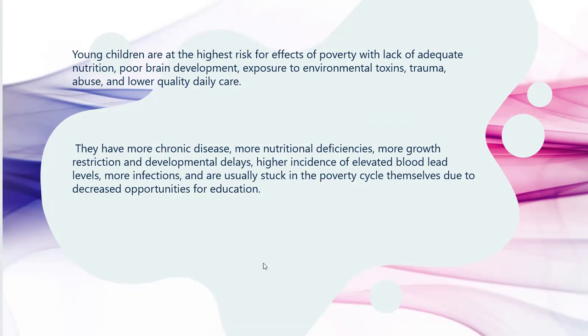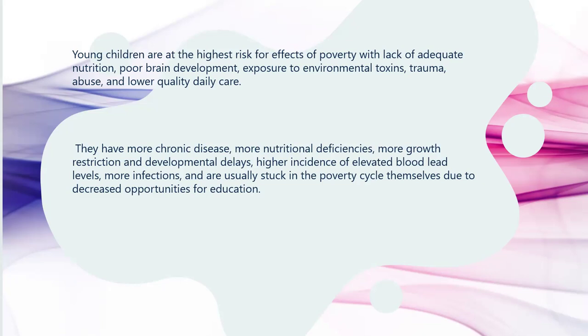All right, so here we go. Young children are at the highest risk for effects of poverty. Why? Because they solely rely on someone else, whether that's a parent or a guardian. As a result of poverty, they're at risk for not having adequate nutrition. What does that lead to? It's like a domino effect. Then there you go, brain development. They have high exposure to environmental toxins, trauma, abuse, and a lower quality of daily care.